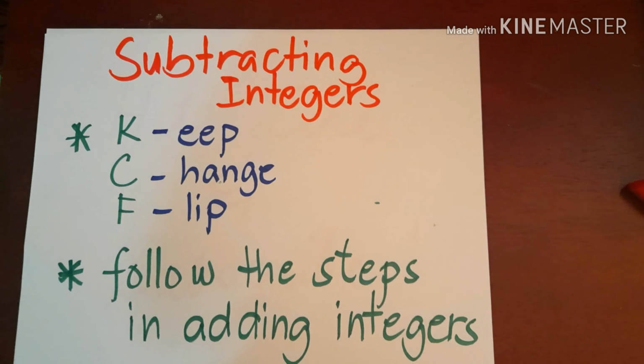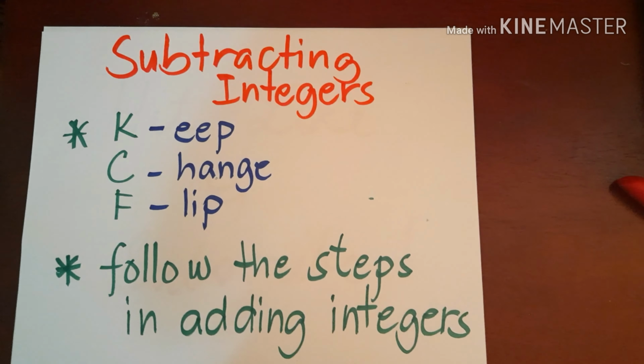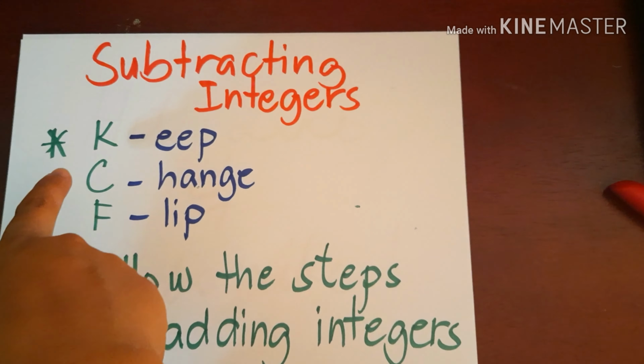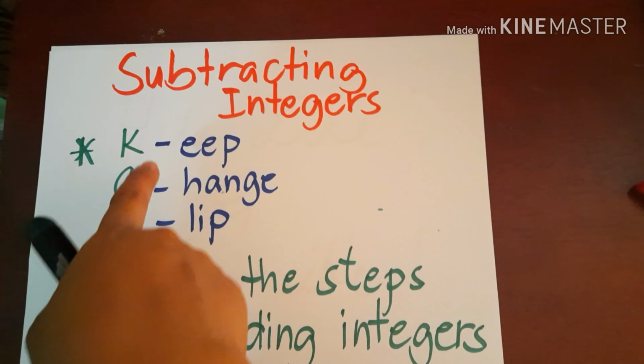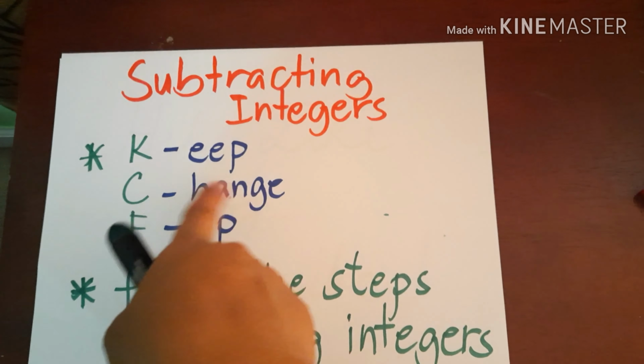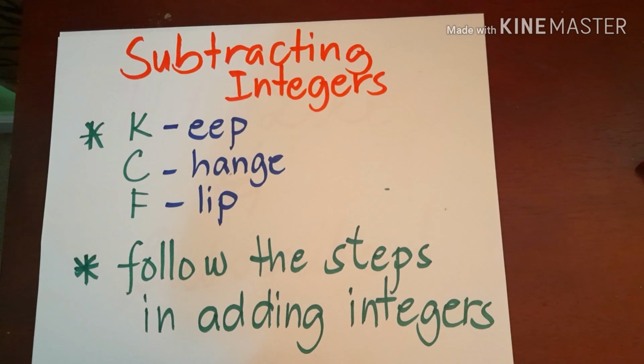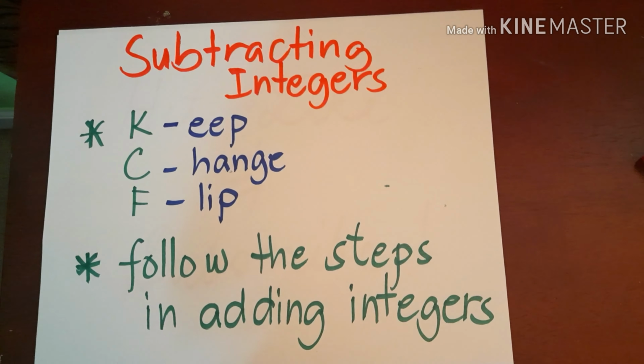So let's go ahead and wrap this up. When we are going to subtract integers, we need to remember first, our first step is to do KCF. K stands for keep, C for change, and F for flip. What's our next step? We will then follow the steps in adding integers. And that's it. Really quick.